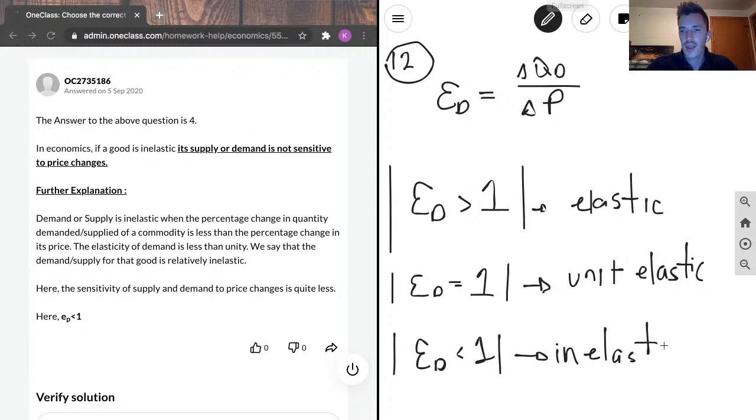So the example I always go to is an elastic good. You can maybe think of something like video games, where you don't need it to survive, but it's a nice luxury. A lot of people spend their time doing it. And something inelastic might be a necessity, something like food. If everything at the grocery store doubled in price, you probably wouldn't eat much less food because you need food to survive.